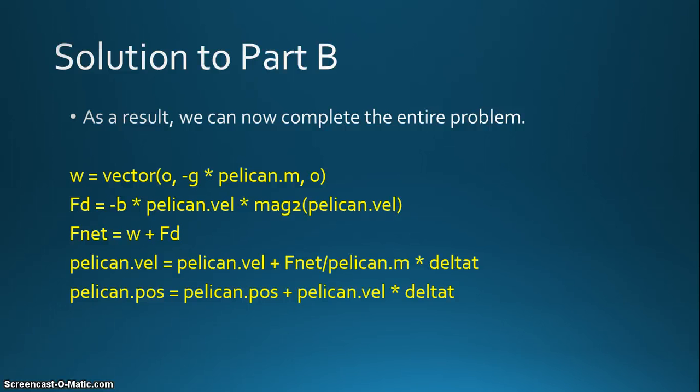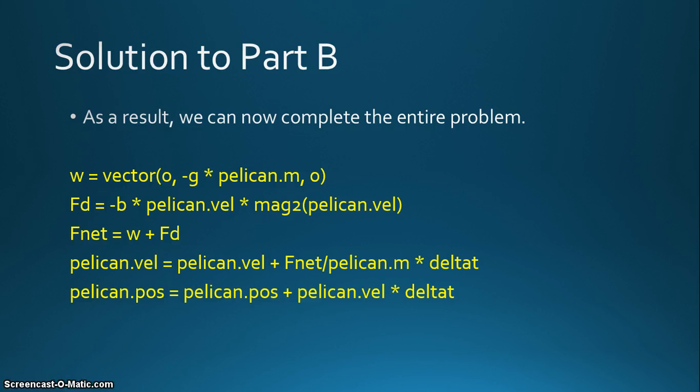From this velocity vector, we can now find the net force and the new velocity and position of the pelican as it dives through the water. So we set the weight force equal to the vector of 0, negative g times pelican.m, and 0. And then the drag force is equal to negative b, which remember is opposite of the direction of motion, times the pelican's velocity, times the magnitude squared of the pelican's velocity. And when you add these two forces together, you find Fnet.